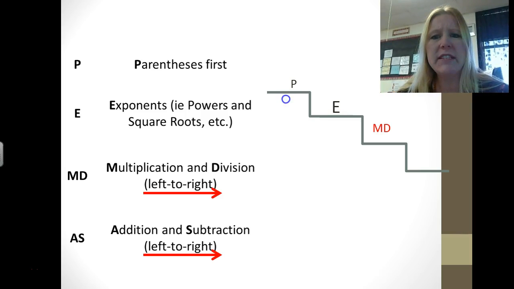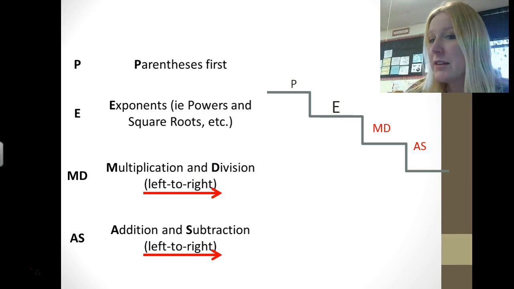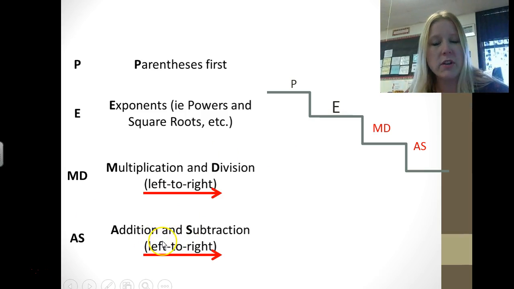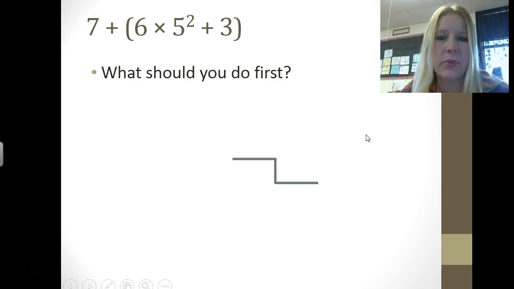PEDMASA, remember, could be said either way. Oopsie, went backwards. You could have the division first. It totally happens. If you're just on this stair, sometimes you divide before you multiply. You do it in order from left to right, because multiplying and dividing are brother and sister. They have to share that stair. Same thing with adding and subtracting. You might add before you subtract, but you might subtract before you add, depending on what's on the left. The key is you should never add and subtract before you multiply and divide, because that is higher up on your stairs. So, what should you do first?